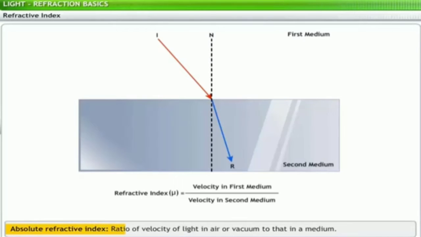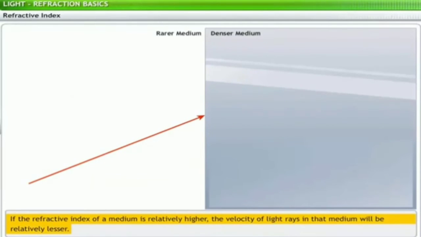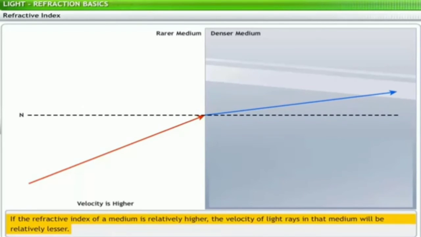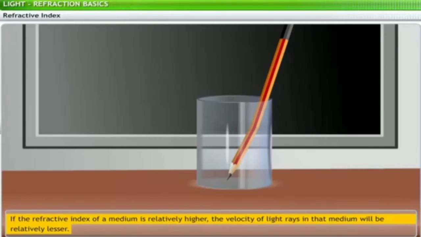Further, the ratio of velocity of light in air or vacuum to that in a medium is called the absolute refractive index, mu, of that medium. If the refractive index of a medium is relatively higher, the velocity of light rays in that medium will be relatively lesser. For example, recall the bending of the pencil in water. As the refractive index of water is more than that of air, light travels at a lesser speed through water as compared to air. Thus, the pencil appears bent.